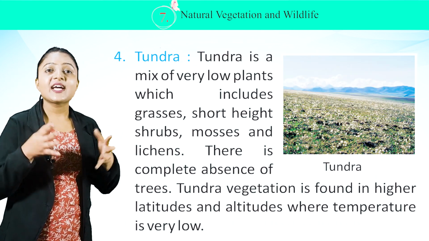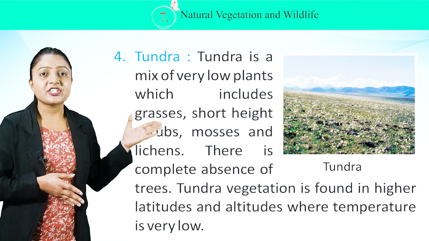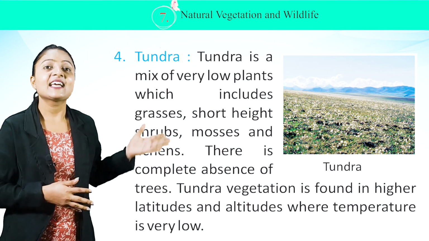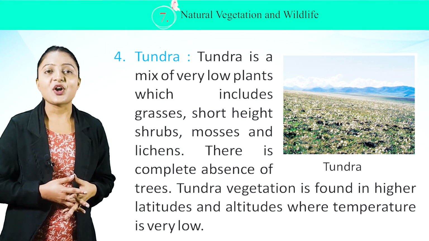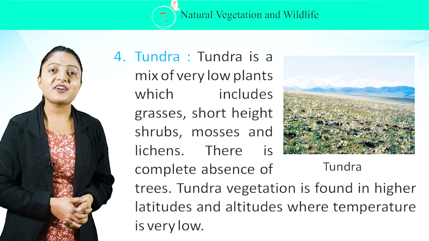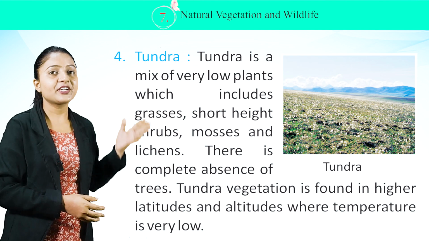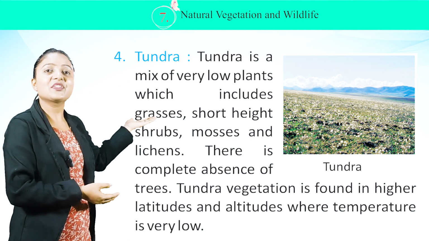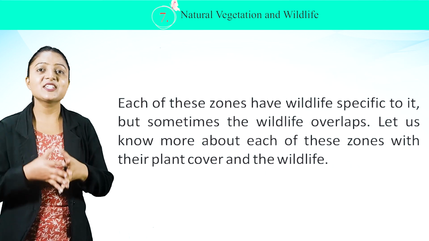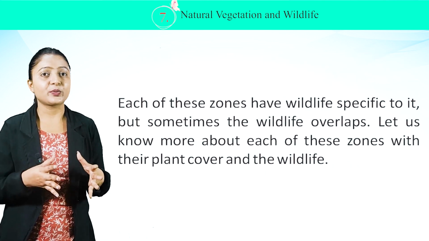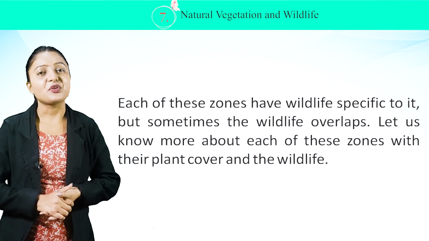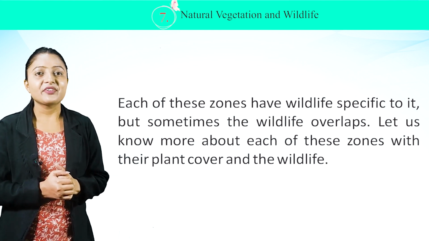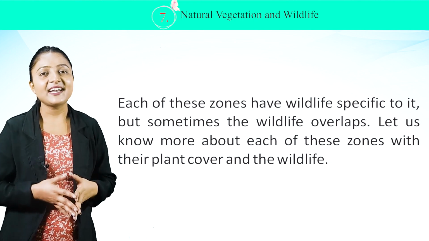Tundra. Tundra is a mix of very low plants which includes grasses, short height shrubs, mosses and lichens. There is complete absence of trees. Tundra vegetation is found in higher latitudes and altitudes where temperature is very low. In this image, you can see tundra vegetation. Each of these zones have wildlife specific to it, but sometimes the wildlife overlaps. Let us know more about each of these zones with their plant cover and the wildlife.